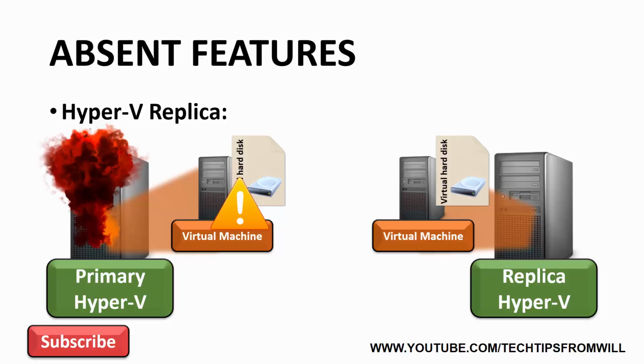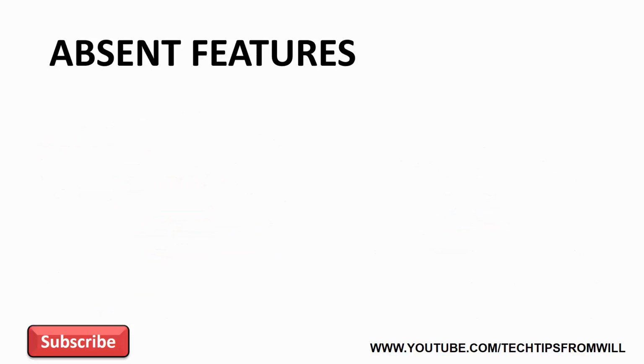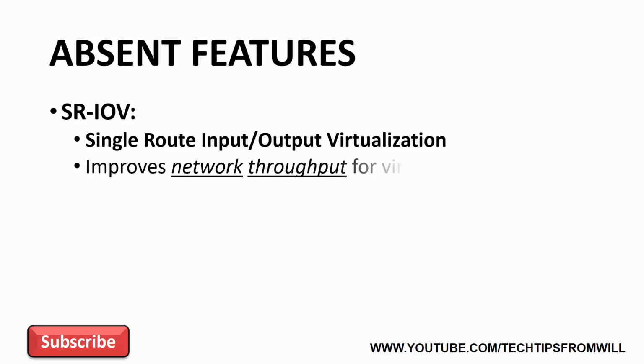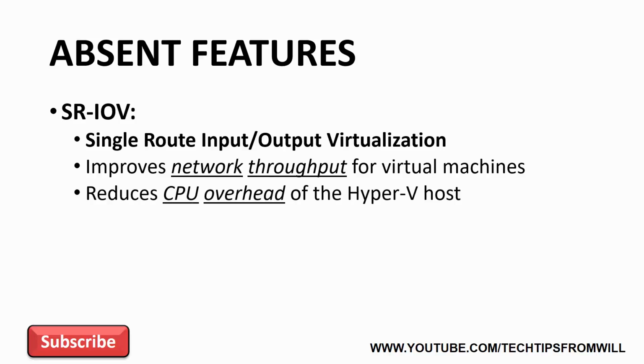With client Hyper-V in Windows 10, the Hyper-V Replica feature is not included. The last missing feature to discuss is SR-IOV. SR-IOV, or Single Root Input-Output Virtualization, is a technology that improves network throughput for your virtual machines. At the same time, SR-IOV reduces the amount of CPU overhead on the Hyper-V host computer. This is achieved by allowing the Hyper-V virtual machine to bypass what is called the hypervisor network stack.